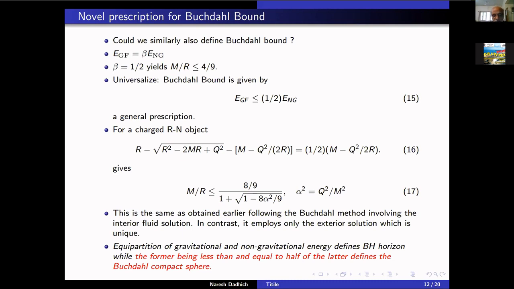And of course, all these computations are done using the exterior solution, which is unique. So equipartition of gravitational and non-gravitational energy defines the black hole horizon, while the former being less than or equal to half of the latter defines the Buchdahl compact sphere. So that's that. Yet in this case we do not really understand whether there is any physical reason for this factor being half.